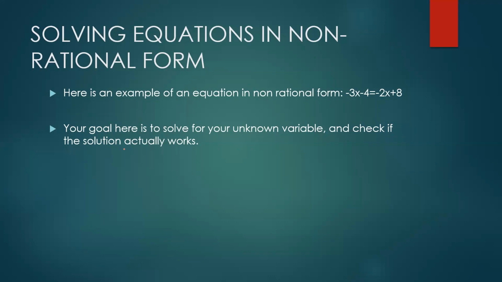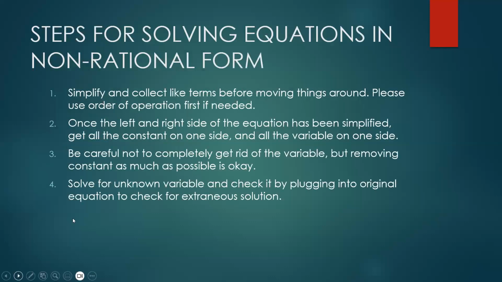Check if the solution actually works. So basically you're checking for extraneous solutions. It's a lot easier for solving non-rational versus rational. So here are the steps. Step one, simplify and collect like terms before you move things around. So basically you want to get all the variables and all the constants on one side. That's your goal. And then solve for x.